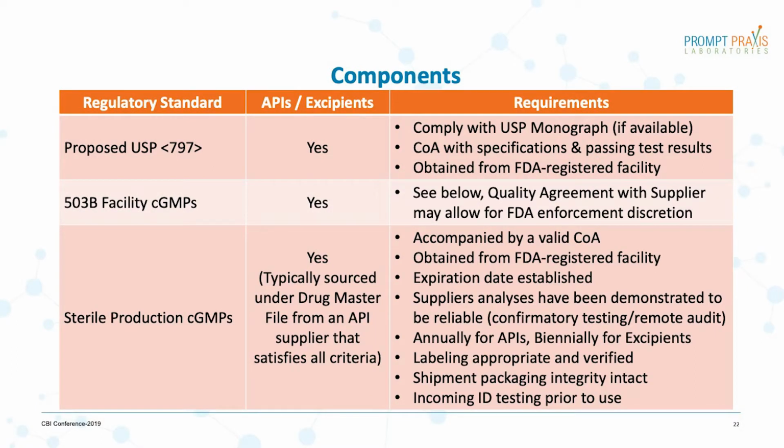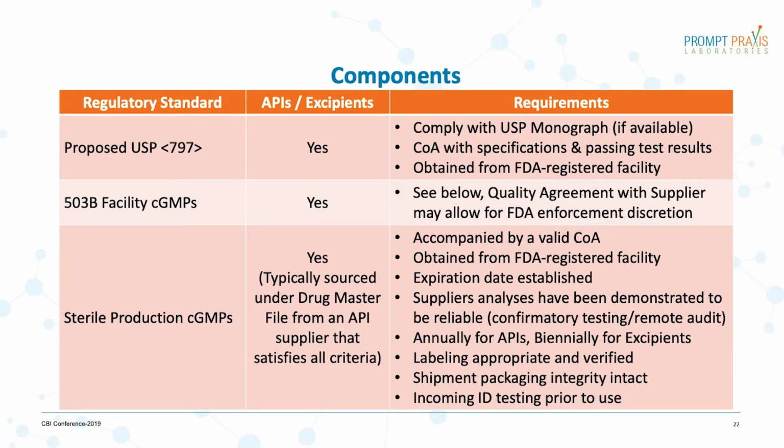So components, and in this case I'm being specific to APIs and excipients, there is an evaluation in each of the particular USP, 503B, and sterile fill facilities. The criteria for USP is that it complies with the USP monograph, the C of A with specifications and passing test results is part of your documentation, and that that material, that API, was obtained from an FDA-registered facility. That's where the USP requires the FDA-registered facility, and there was mention of manufacturer versus supplier, whereby the manufacturer needs to be FDA registered despite the supplier providing that to you. They're just kind of the broker.